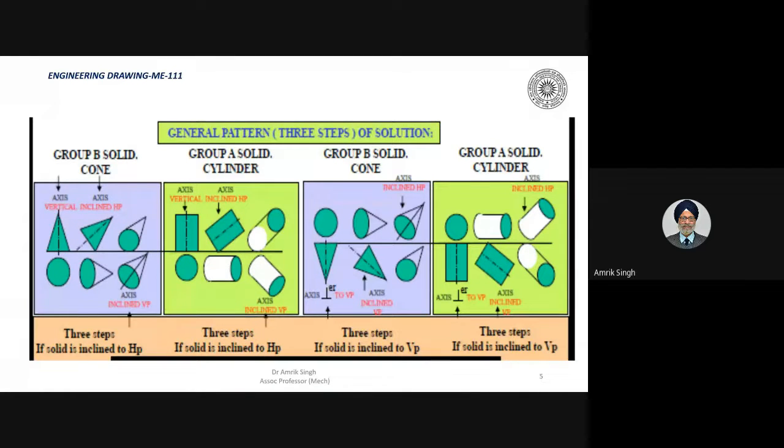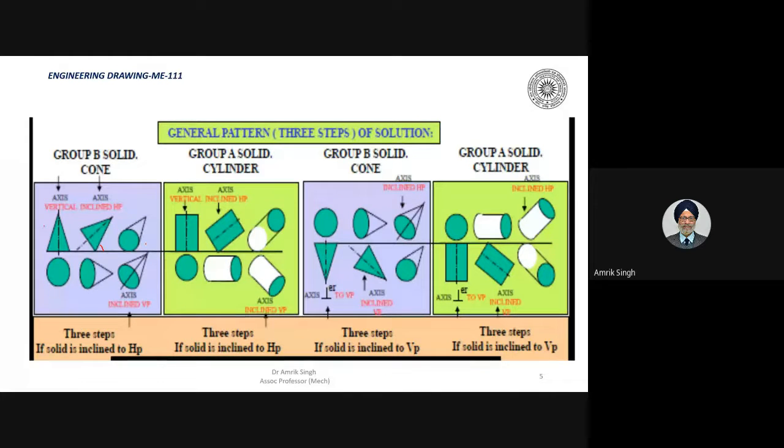So if a solid is inclined to HP, we will first assume it is on HP. So when it is on HP, we will draw the front view. It will be a cone, and the top view will be a circle. When it is inclined to HP, we will make an inclination here, and we will measure this, and we will cut this, and we will draw this cone. And from here we will take the projectors the way we did there, and we will draw this.